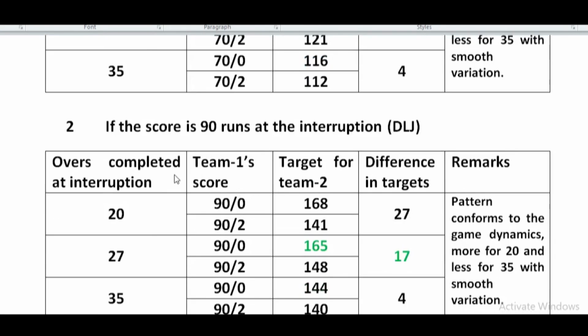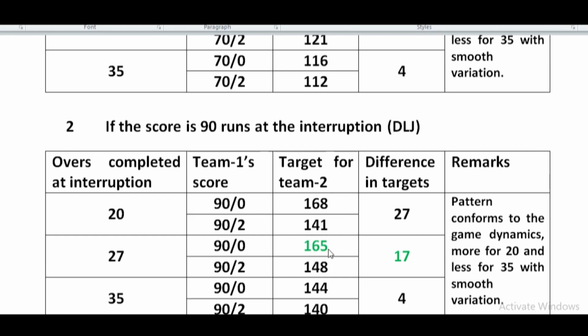Okay, now let us go to 90, the score 90. Here also, if the interruption takes place after 20 overs, the targets are 168 and 141, and the difference is 27. And here, if it takes place at 27 overs, the targets are 165. Here you can see it is 165, and in case of DLS system, this value was 185.